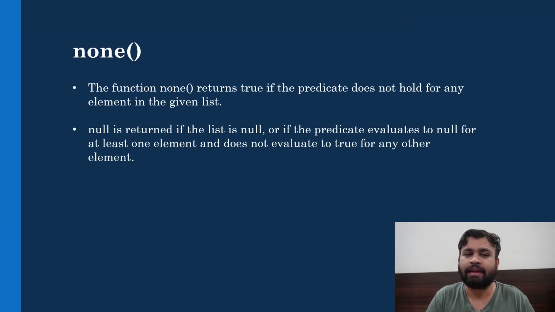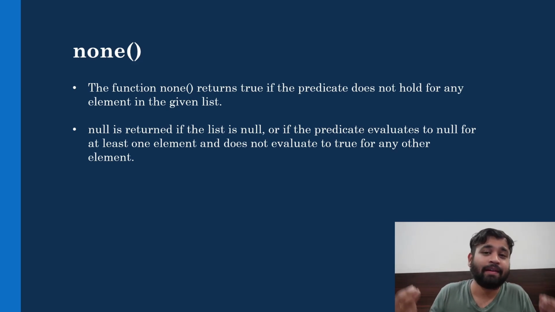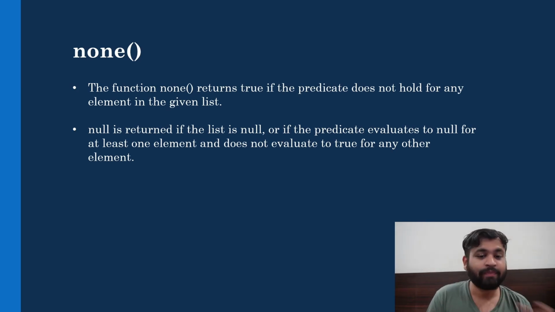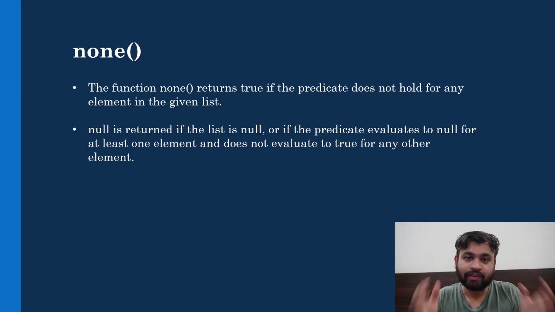And at last we have none, which is a predicate function that returns true if the predicate does not hold for any element in the given list. Null is returned if the list is null, or if the predicate evaluates to null for at least one of the elements. So if one of the elements does not satisfy that condition, then it will return null and it will not give us any result.